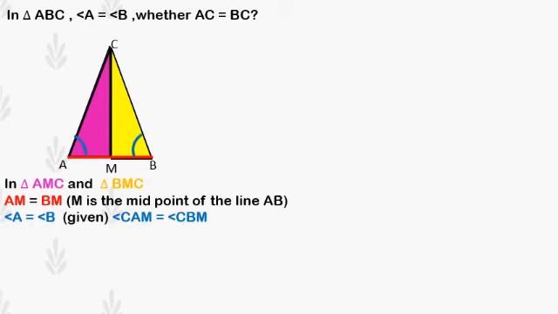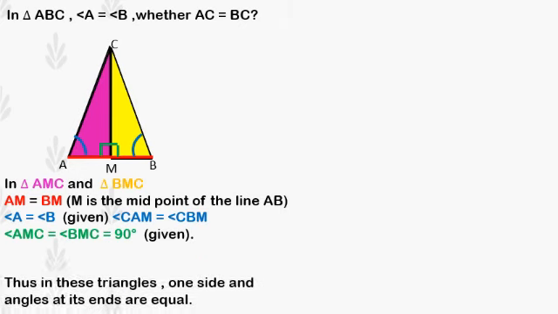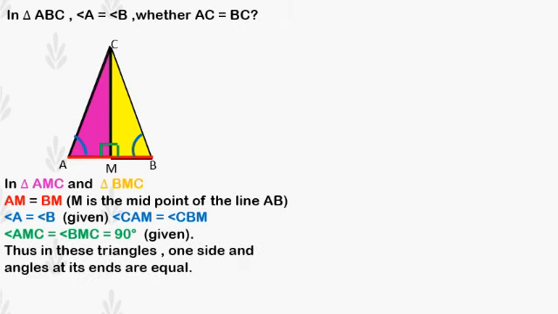And angle A equals angle B, that's given in the question. Let us write it as angle CAM equals angle CBM. And angle AMC equals angle BMC equals 90 degrees. Thus, in these triangles, one side and the angles at its ends are equal. Then which property can we use, children? ASA property or third property.